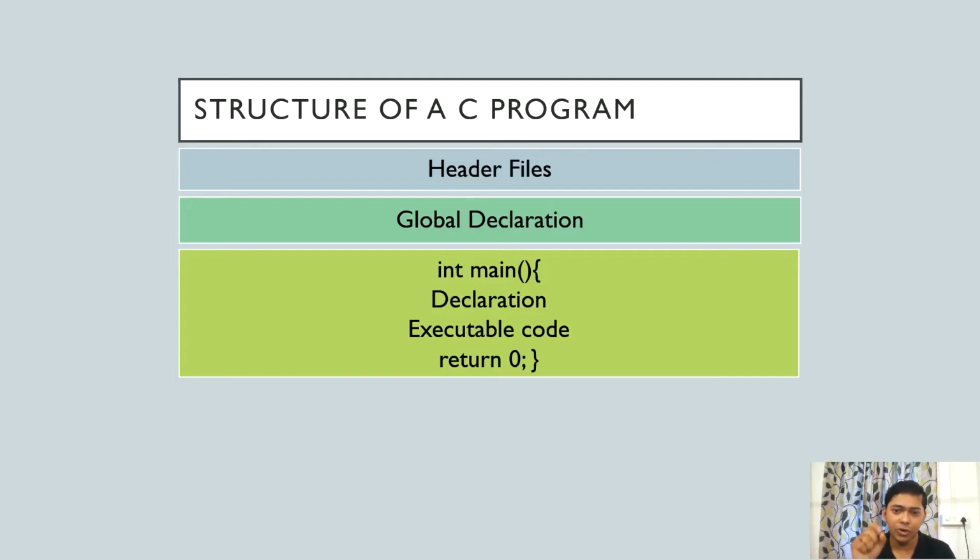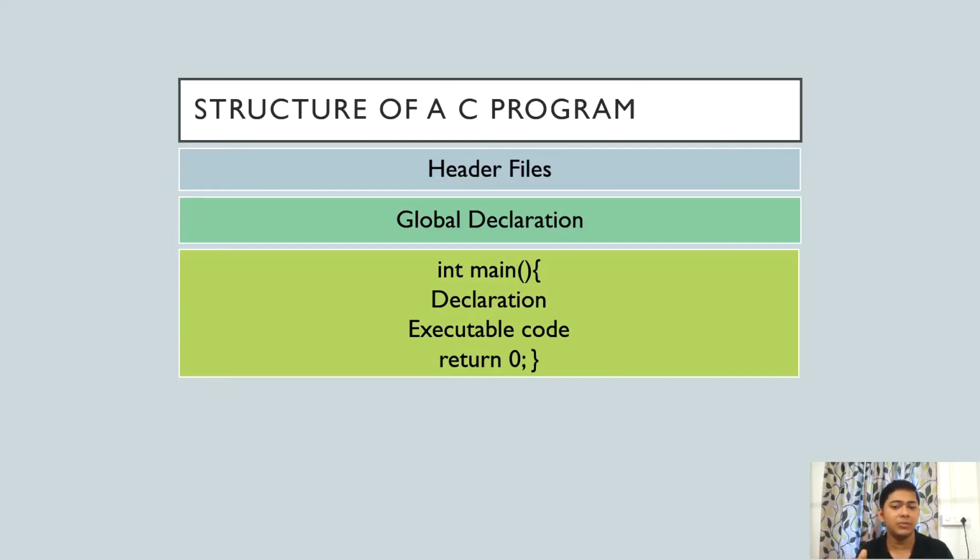So every C program must have one main function. Now here I have written int main. You can write void main. Void means nothing, you are not going to return anything. Then declaration. Declaration is whatever variable or function you need, you can declare. Then executable code, processing: whatever task you want to perform, this is the code.